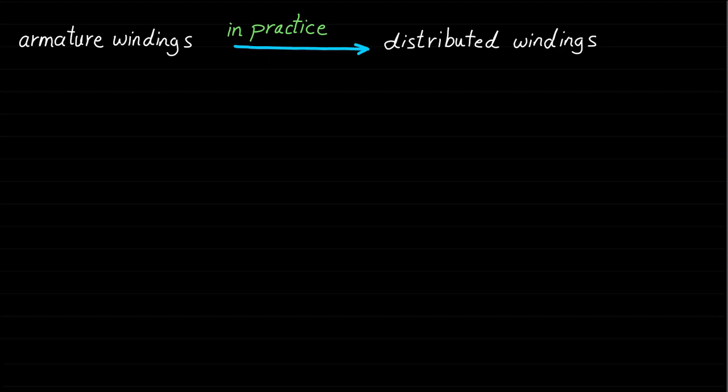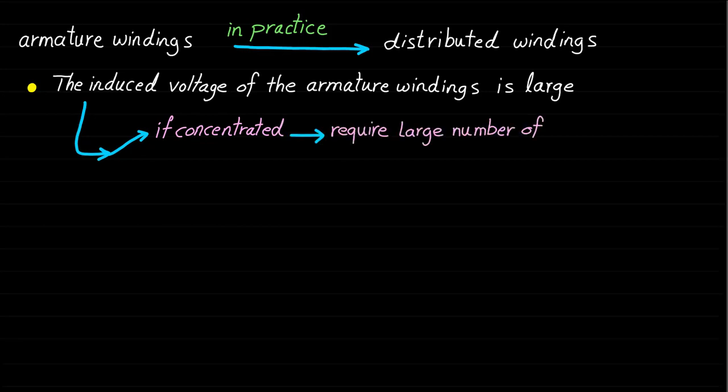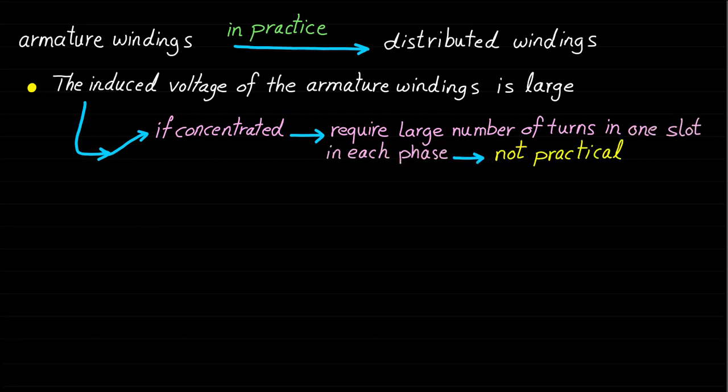The first reason is that in a practical machine, the induced voltage of the armature windings needs to be of large and appropriate value. So if we use the concentrated winding, a very large number of turns are needed in each phase. Therefore, it is not practical to accommodate all these turns of each phase in one slot of coil sides of the concentrated stator core. To resolve this issue, distributed windings are used.